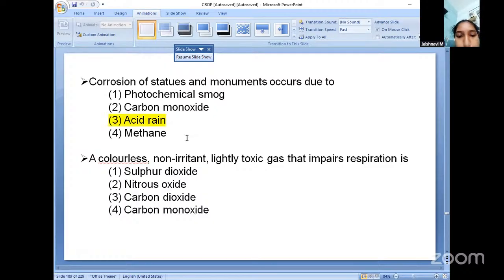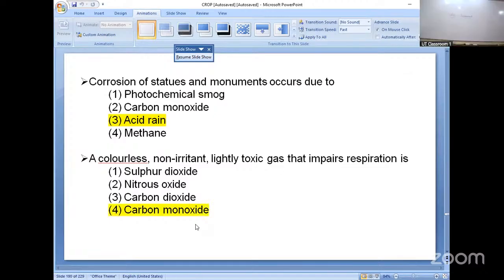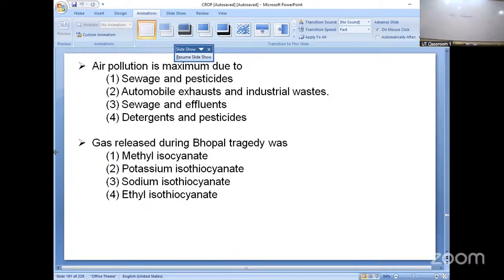Acid rain. A colorless, non-irritant, slightly toxic gas that impairs oxygen transport is carbon monoxide. Carbon dioxide is not that toxic. Air pollution is maximum due to which will be the correct answer? The second one.